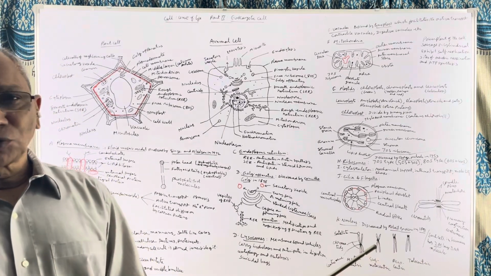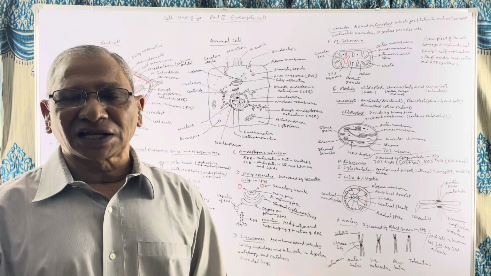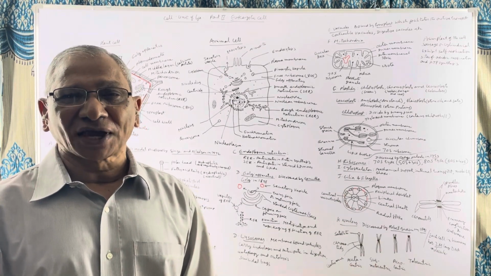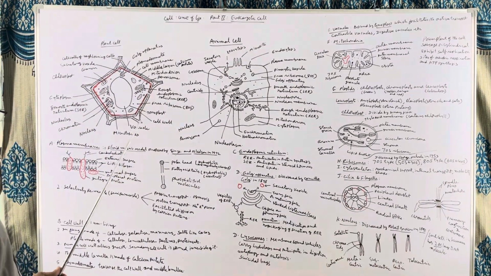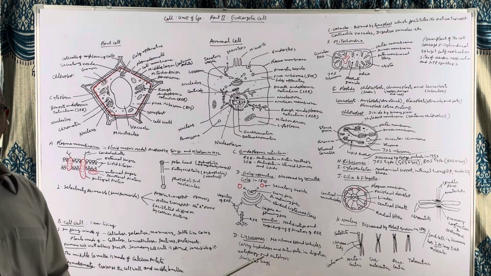In the previous class, I have told you the cell membrane is almost identical in both prokaryotes and eukaryotes. The cell membrane is also known as the plasma membrane or plasma lemma. It has a number of names. The plasma membrane is made of a lipid bilayer. It is made of two layers of lipid molecules.